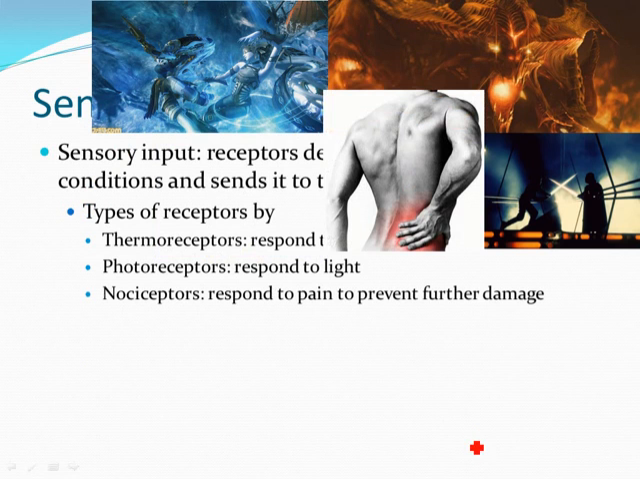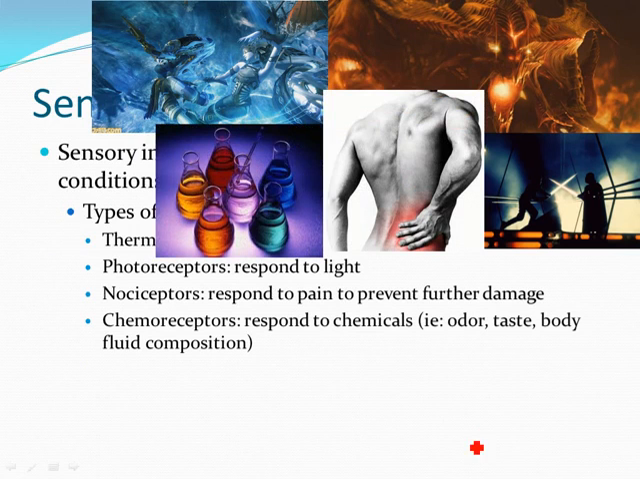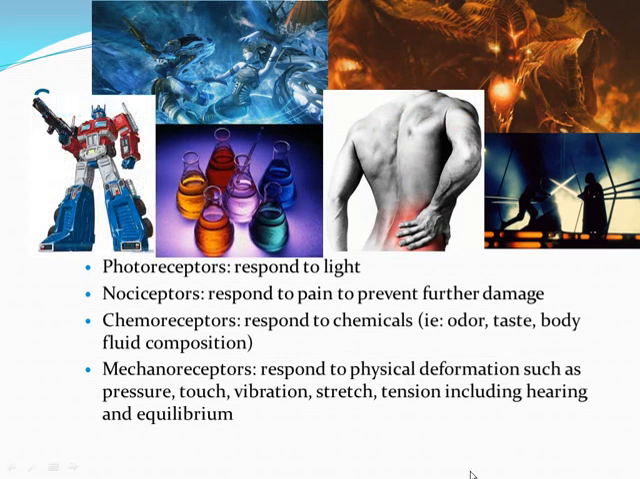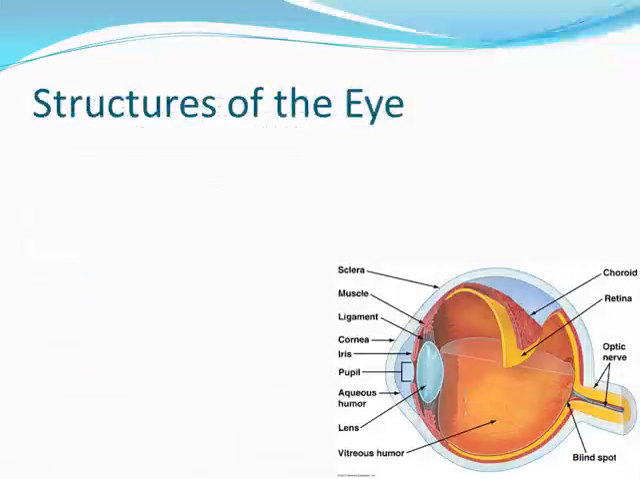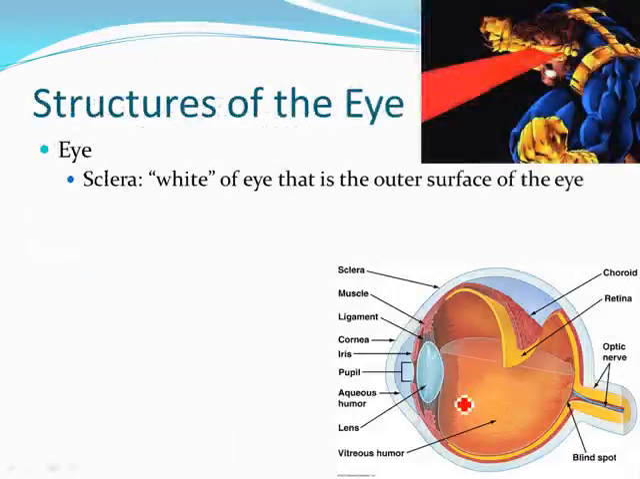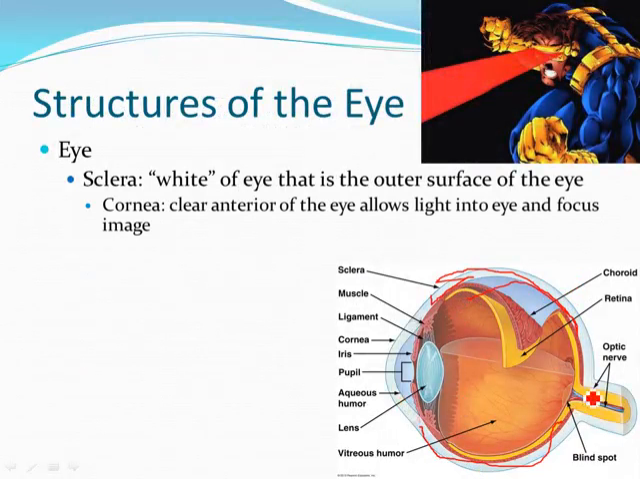Thermoreceptors heat, photoreceptors respond to light, nociceptors respond to pain, chemoreceptors. So when we're talking about the eye, we already talked about it a little bit before, but this white part of our eye is called the sclera. It's just this outer surface of our eye.